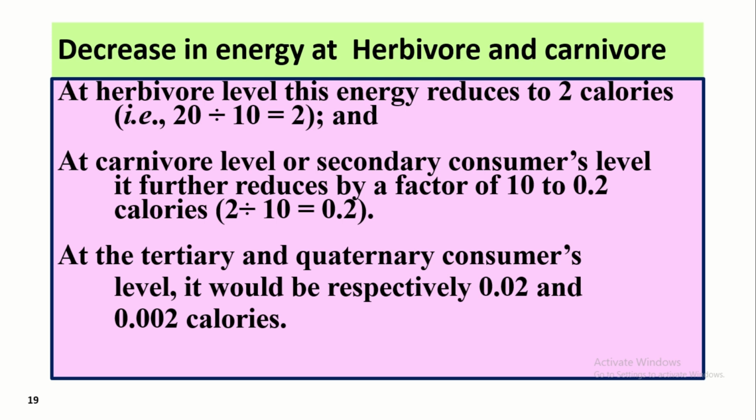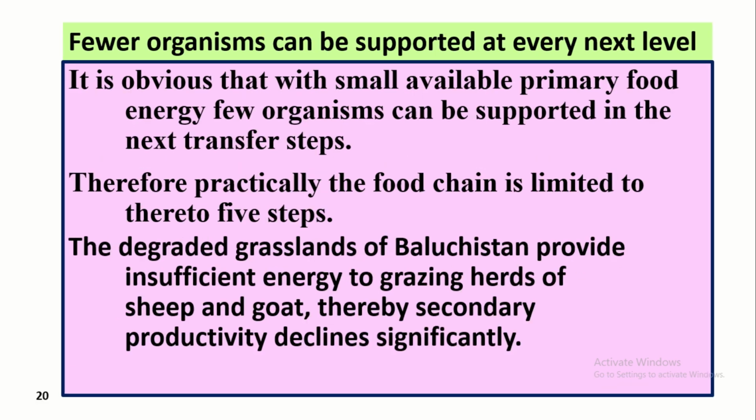With 2 calories, a 10 times reduction, the next secondary consumer will get 0.2, and at the third level it will be 0.02 or 0.002 calories at the successive levels. It is obvious that with small available food energy, few organisms can be supported in the next transfer steps. Therefore, practically, the food chain is limited to 4 or 5 steps.